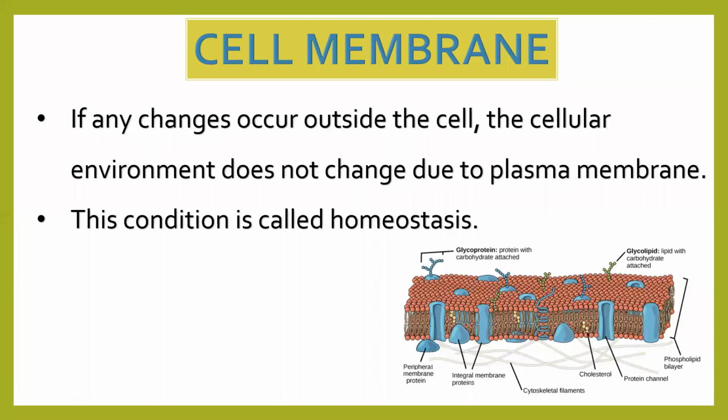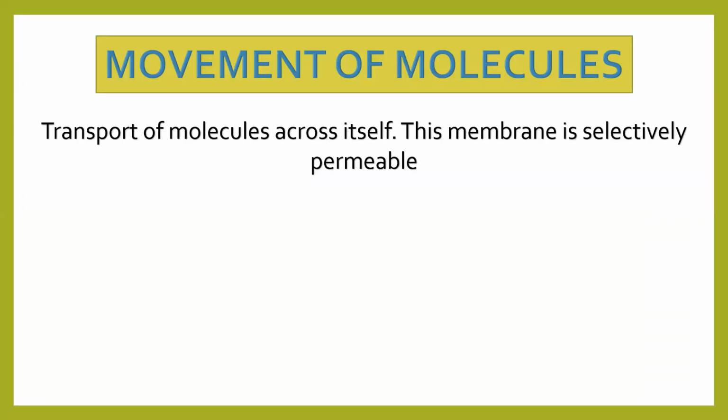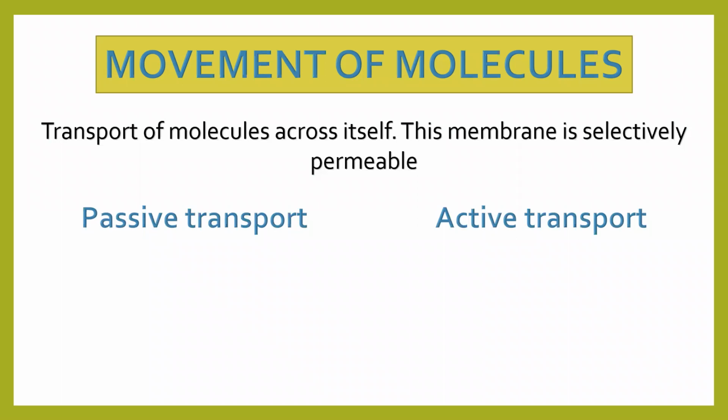Okay, moving ahead with our next topic, that is movement of molecules through the cell membrane. Now we need to understand that this transport of molecules across the cell membrane is done because the membrane is selectively permeable in nature. Therefore, there are two types of transport. One is called passive transport, and the second one is called active transport. Now, what do we understand by the term passive? It means not so active, and active is one with the usage of energy.